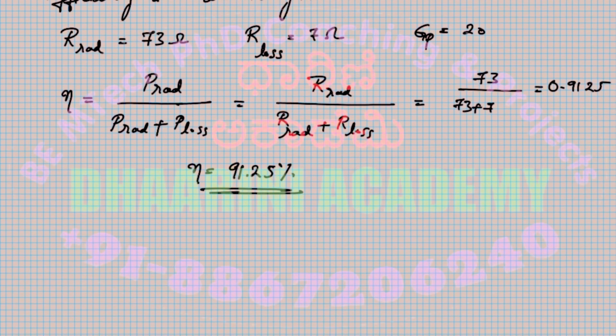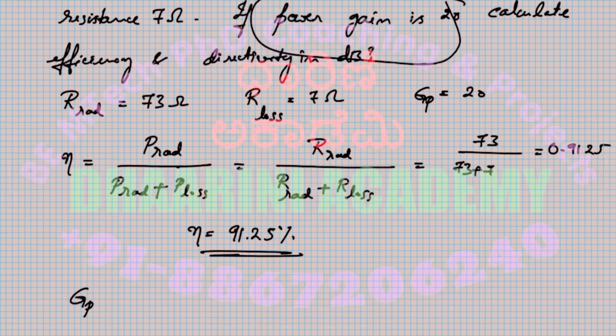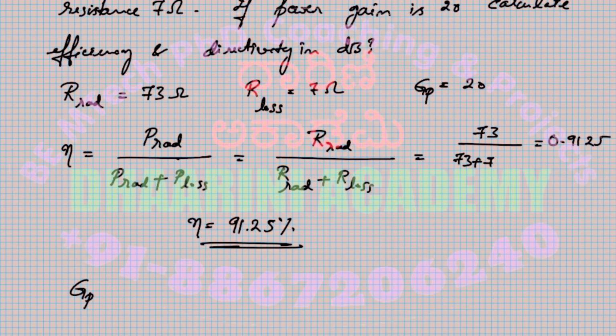There is another equation to relate the power gain and the directivity. GP is the power gain. You can see that it is given here as well, so power gain is 20. Now we use the power gain. GP is equal to the efficiency times GD, right? GP is the power gain.